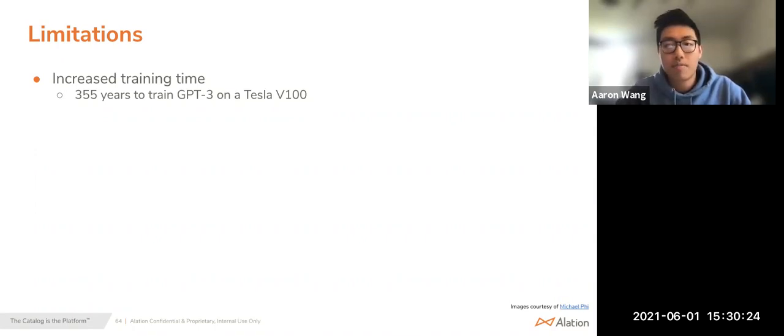And this is just a small fact: it would take 355 years to train GPT-3 on a Tesla V100. Obviously, GPT-3 has already been trained, so we could just use transfer learning, access the API. So all our hard work's been done for us.